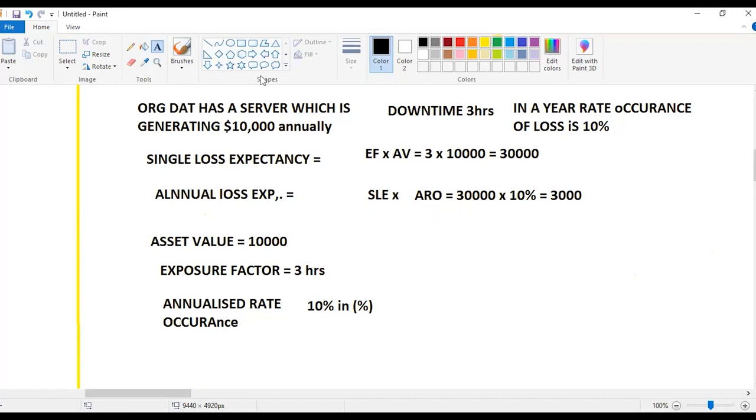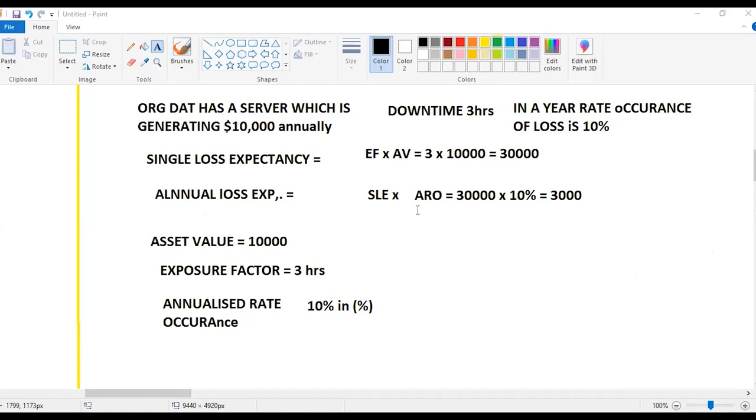Okay. The single loss expectancy SLE, annual loss expectancy ALE, asset value AV, exposure factor EF, annualized rate of occurrence ARO. Anyone having doubt here? Are we clear?